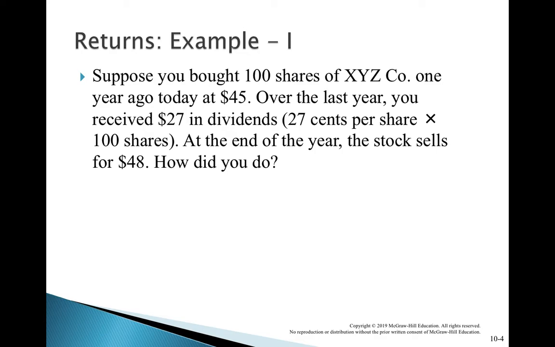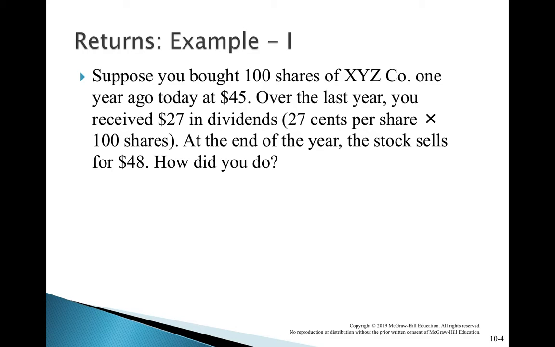So you bought 100 shares of XYZ company 1 year ago, the same day as today, at $45. So the beginning price is 45 per share. During the year, you got a dividend of $27 from these 100 shares. At the end of the year, you sell the stock at $48 per share.